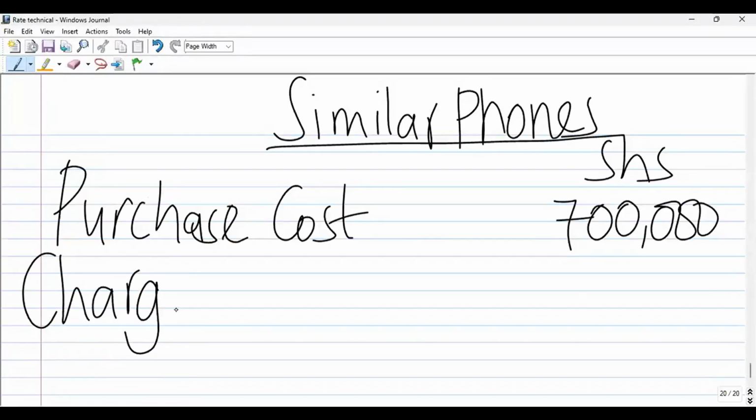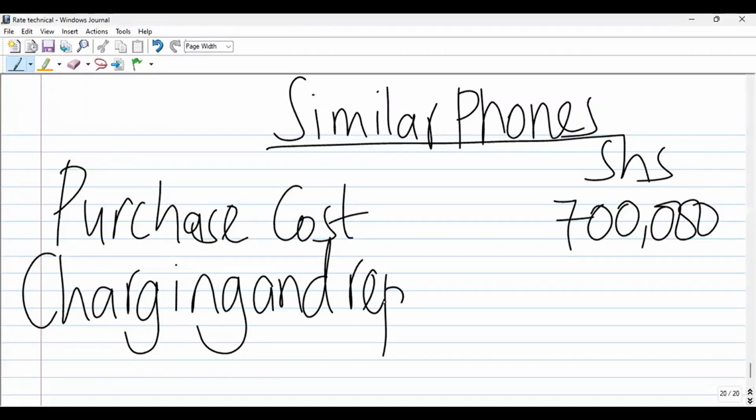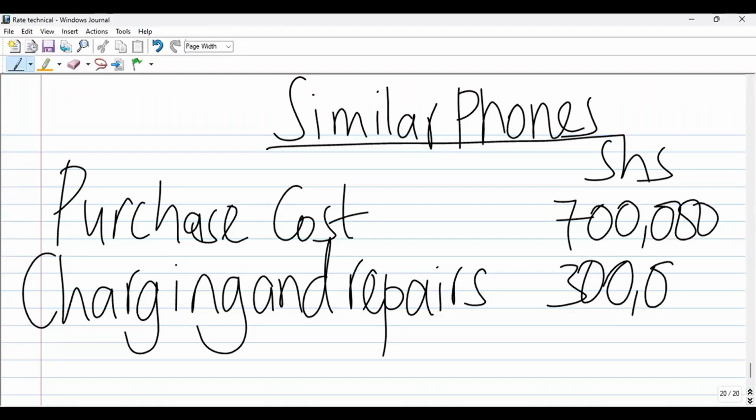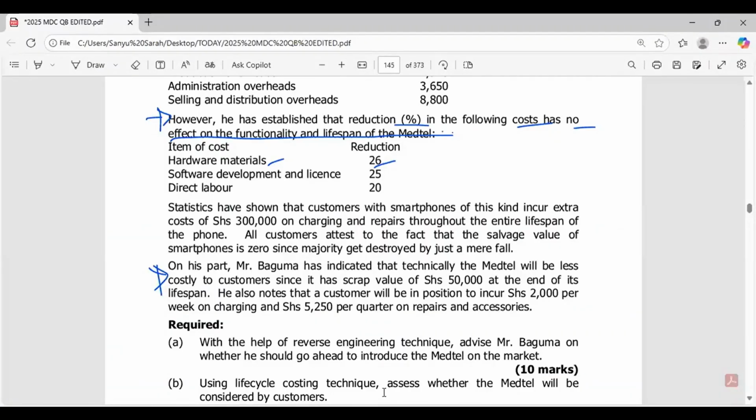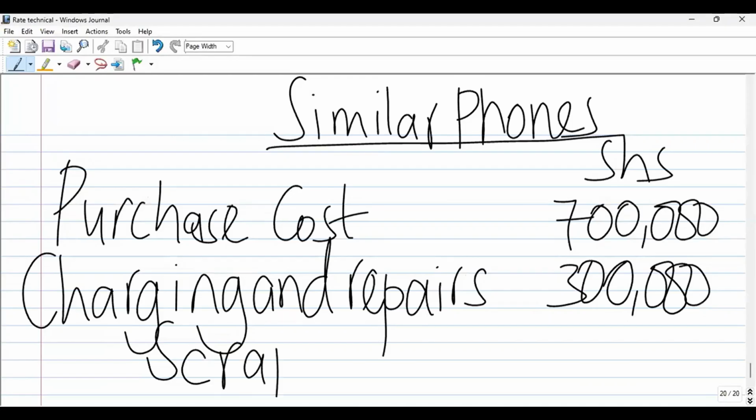Charging and repairs throughout the entire lifespan of the phone. So it is not per year, it is throughout. Then they said that all customers attest to the fact that the salvage value of smartphones is zero, since majority get destroyed by just a mere fall. So the scrap value here is zero.